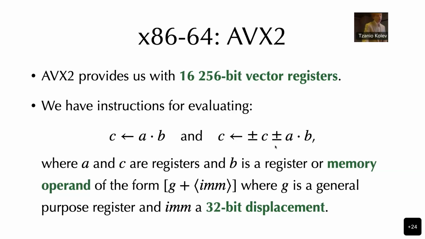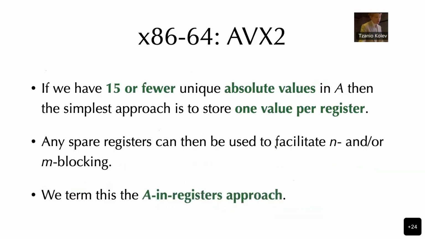Okay, so this ability here to negate the product A times B effectively means that when we're looking at our matrix A, which is the sparse fixed matrix, we only need to concern ourselves with unique absolute values, because we have the ability to negate constants in the instruction itself. So, following on from this, let's give our first strategy.